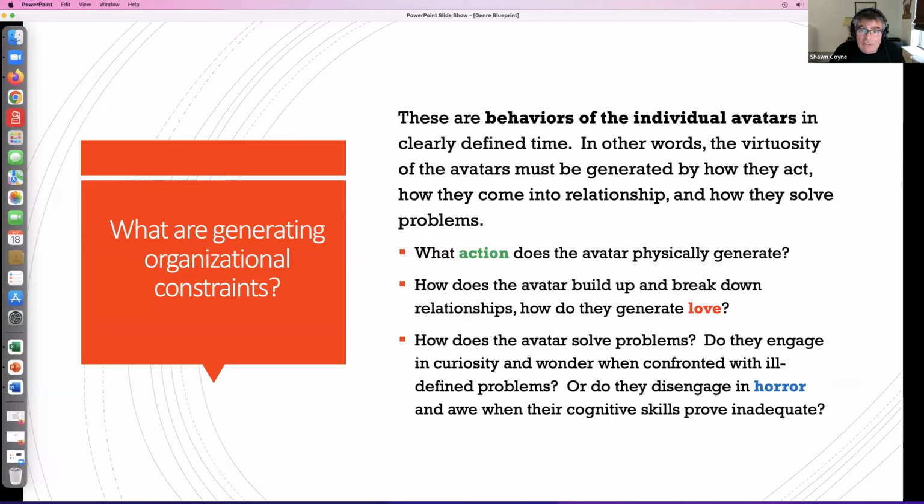Lastly, how does the avatar solve problems? Do they engage in curiosity and wonder when confronted with ill-defined problems? Or do they disengage in horror and awe when their cognitive skills prove inadequate? Horror is all about problem solving. And if you can't solve a problem, do you run away from it, screaming in terror? Or do you poke at it, sit with it, live? These are what the avatars do on the page. Okay, those are the generating organizational constraints.